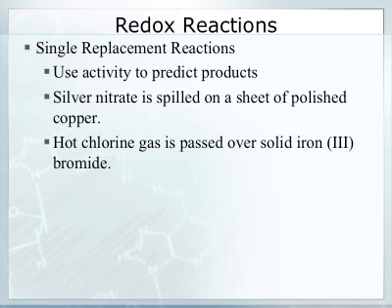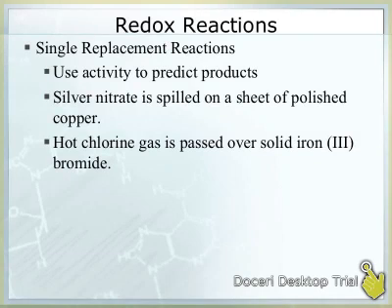Okay, so let's try another one. Let's try this one. It says hot chlorine gas is passed over solid iron 3 bromine. This time it told us what our charge of our transitional metal was, correct? So now we need to convert it into words. So as soon as I see chlorine gas, what's popping in your mind?